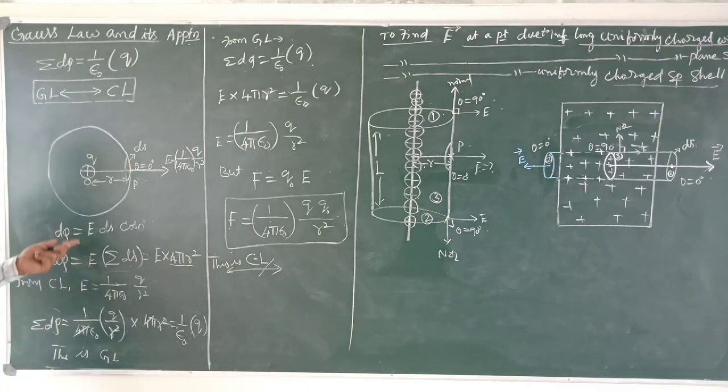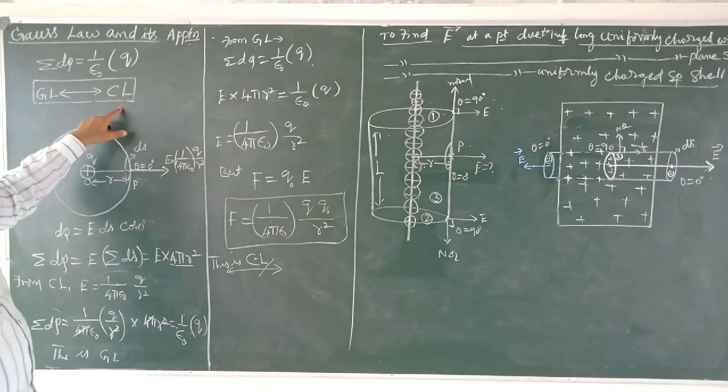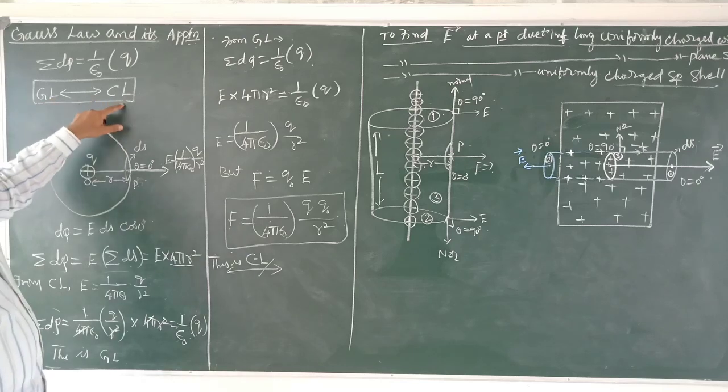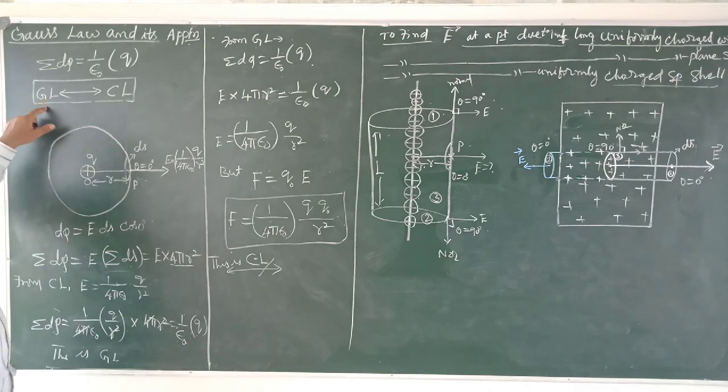You can deduce one law using the other. One is the complement of the other. But understand clearly, Coulomb's law is applicable only for point charges. Gauss law is applicable both for point charges and distributions of charges. Therefore, Gauss law is more fundamental.